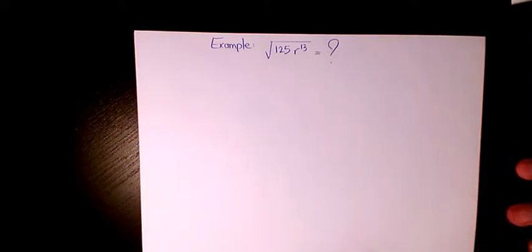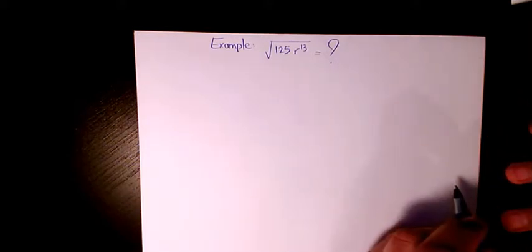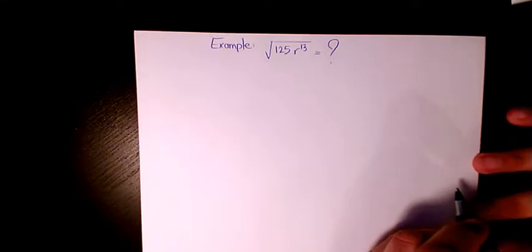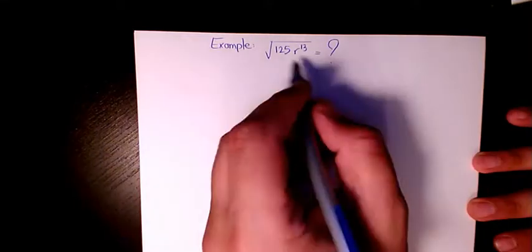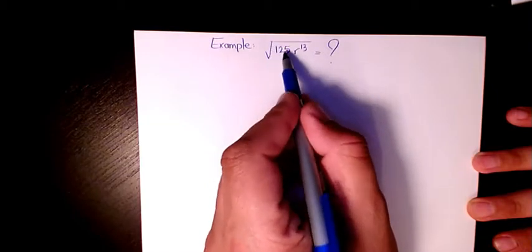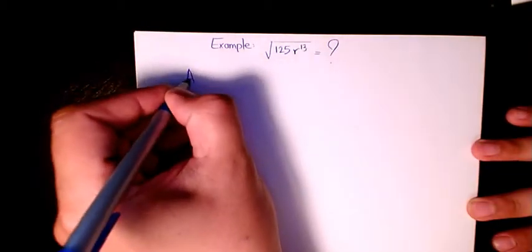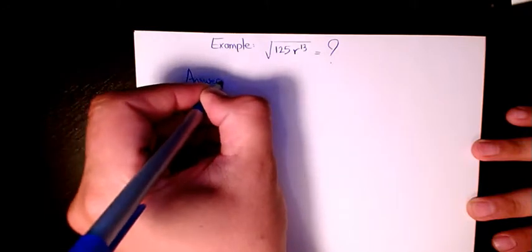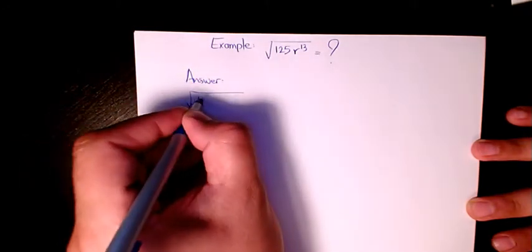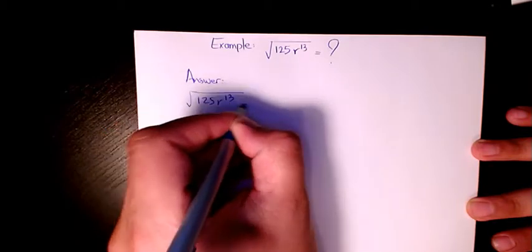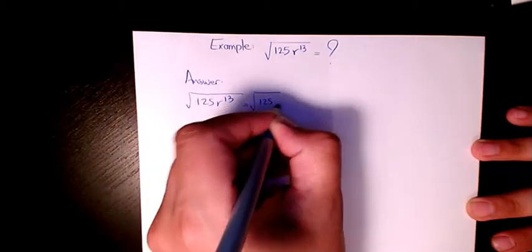Welcome to my channel. In this video I want to show you how to simplify radical or root expressions. The first one I have is the square root of 125 r to the power of 13. If we want to write the answer, we start with separating the two numbers.